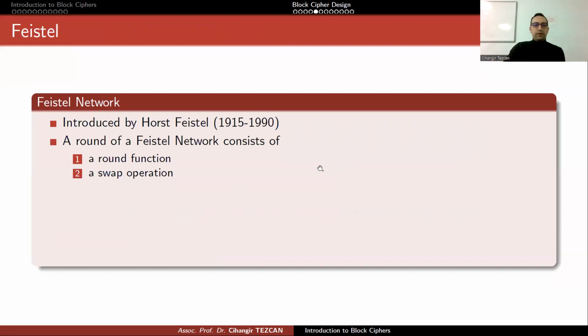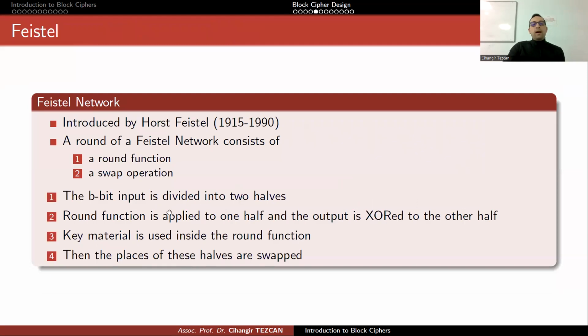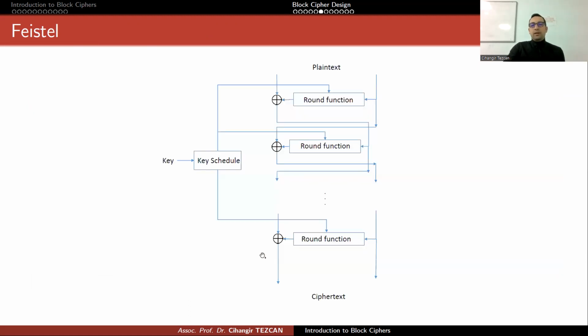So let's talk about Feistel networks, introduced by Horst Feistel. A round of a Feistel network consists of a round function and a swap operation. The idea is as follows. I will also show a picture, but the b-bit input is divided into 2 halves. The round function is applied to one half, and the output is XORed to the other half. Key material is used inside the round function most of the time. Then the places of these halves are swapped. So let me make it more clear with the picture.